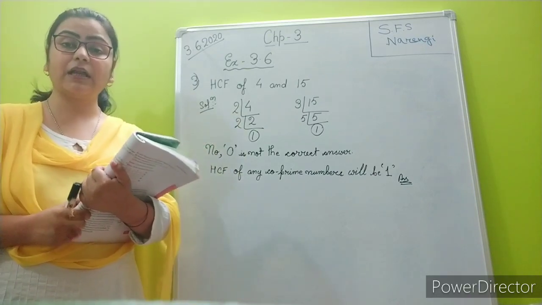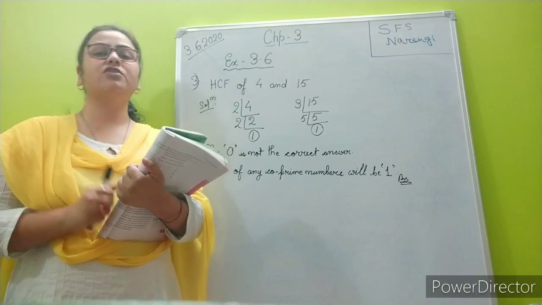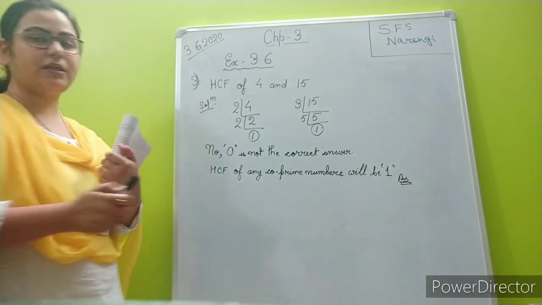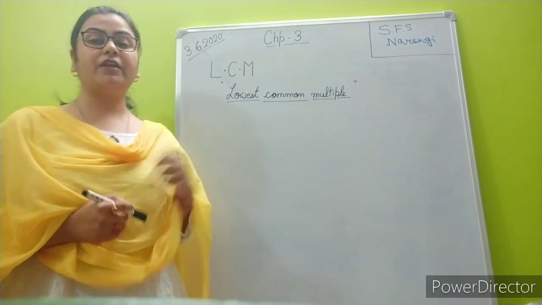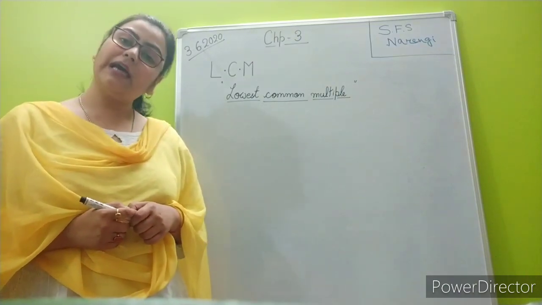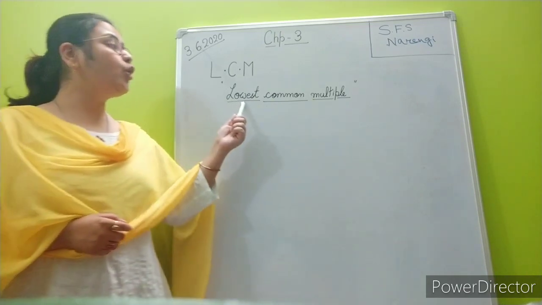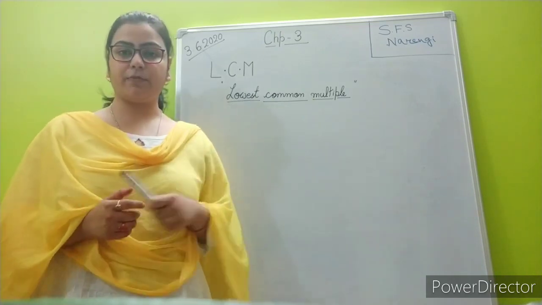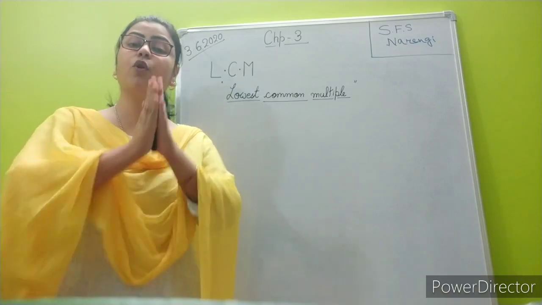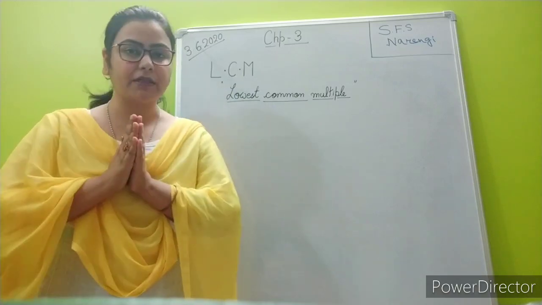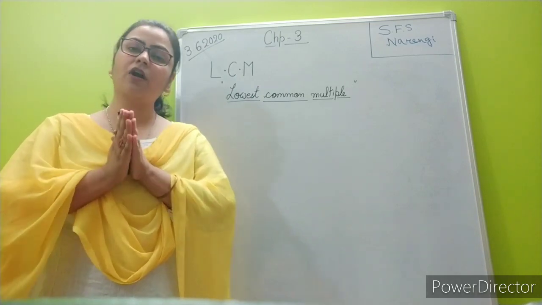Now let us learn about LCM, that is lowest common multiple. Okay, let me just clear the board. See children, now we are ready to learn about LCM. So what is LCM? The full form of LCM is lowest common multiple. Okay, now we have also learned how to take out the common multiples. Right? We have learned how to take out the common multiple.